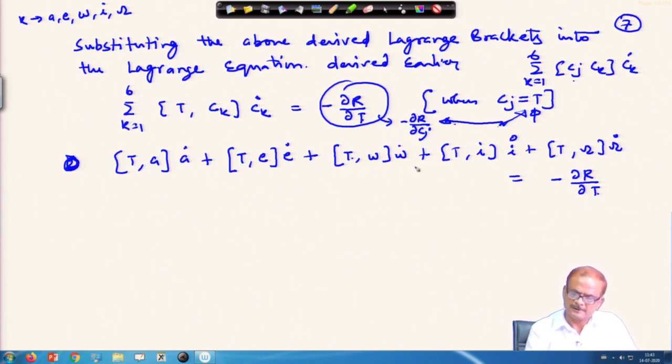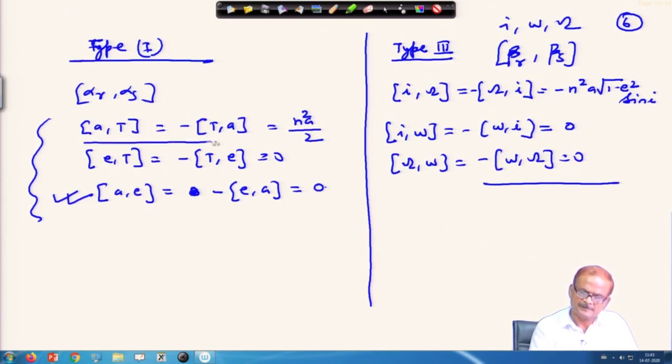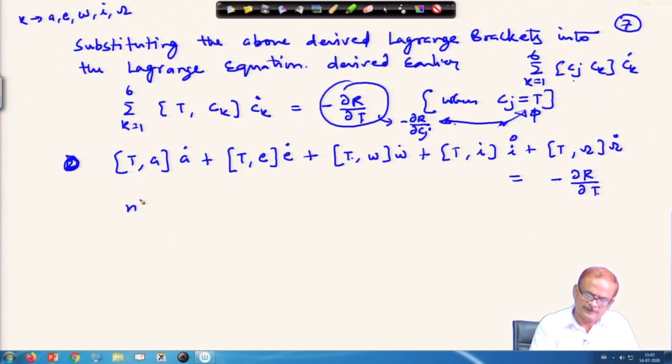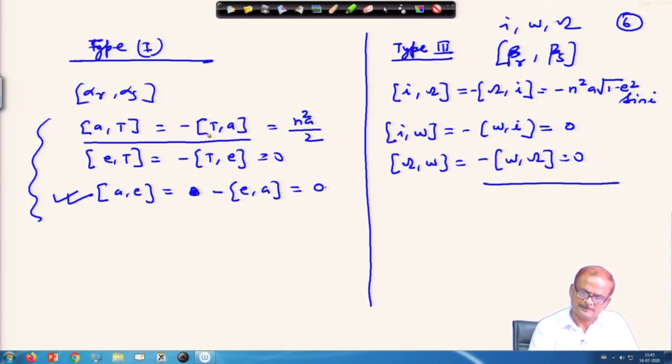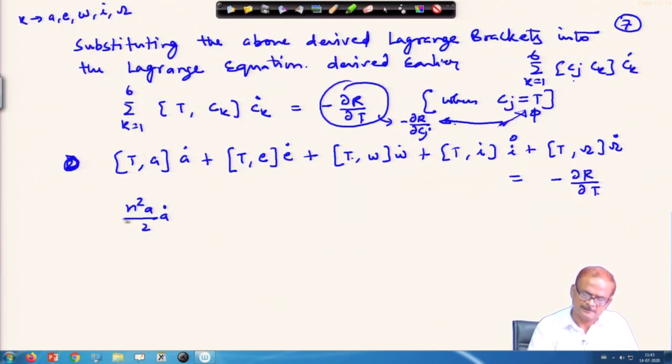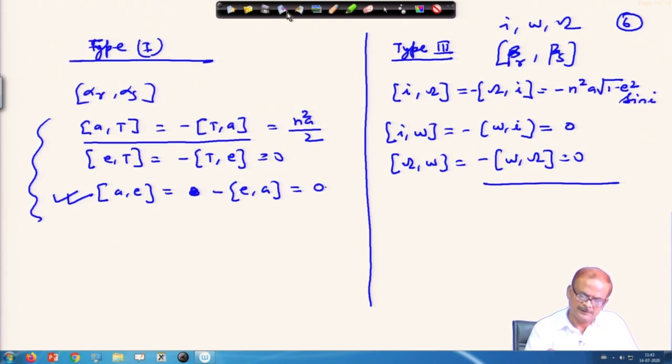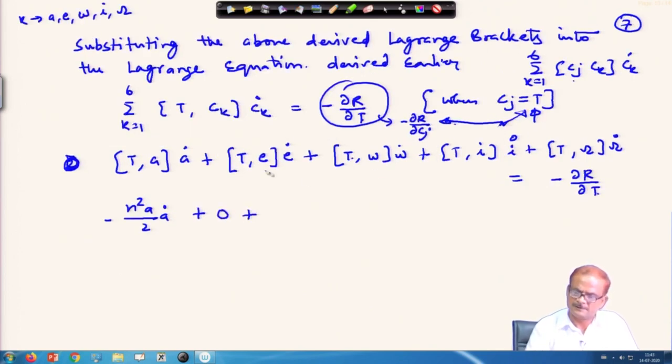Now, all the Lagrange brackets we are aware of. So, from the previous one we can go and look into T A, how much this is. So, T A this quantity is n a square a divided by 2, n a square a divided by 2 times a dot T A. This is T A with, and that will come with a minus sign. So, here the minus sign will appear, then plus T E. So, T E this is 0. So, this is set to 0, the whole thing will then get reduced to 0 T omega.